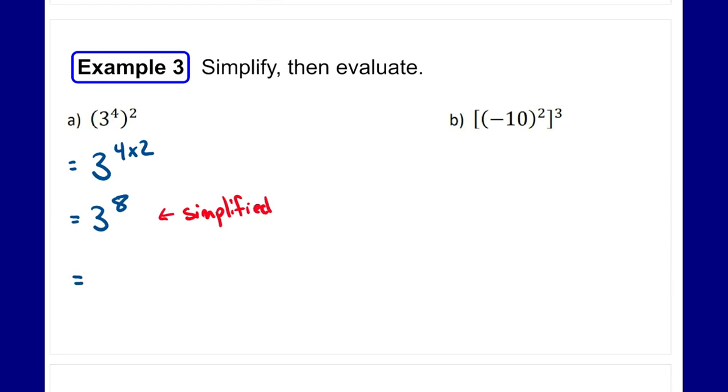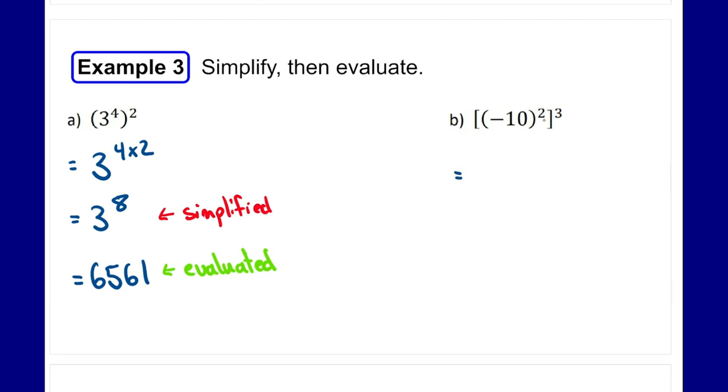Evaluate says, okay, tell me what does 3 to the power of 8 actually work out to? 6,561. So this is my evaluated form. For B, even though I have a negative base, the same rules still apply.